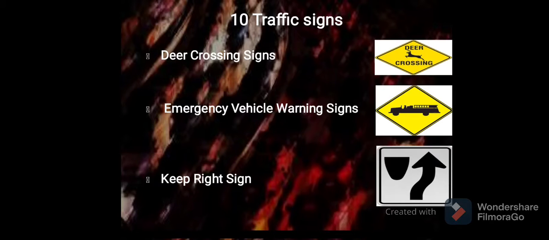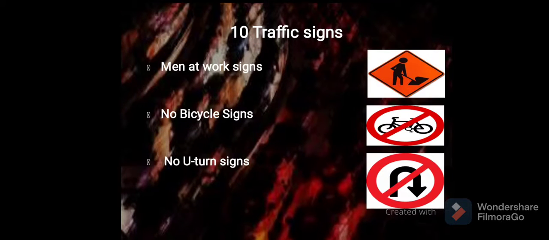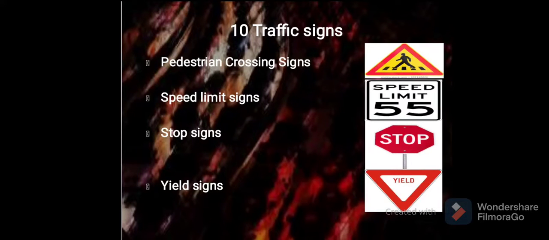Next is the emergency vehicle warning sign. Drivers should also refrain from pulling over in these areas to keep it clear for emergency vehicles to pull in and out of the station. Next is the keep right sign. Another is men at work signs, no bicycle signs, no U-turn signs, pedestrian crossing signs, speed limit signs, stop signs, and yield signs. The yield sign symbol is often used with pedestrian crossing signs, where it is the state law to yield to pedestrians in the crosswalk. They can also be found in street crossing signs.